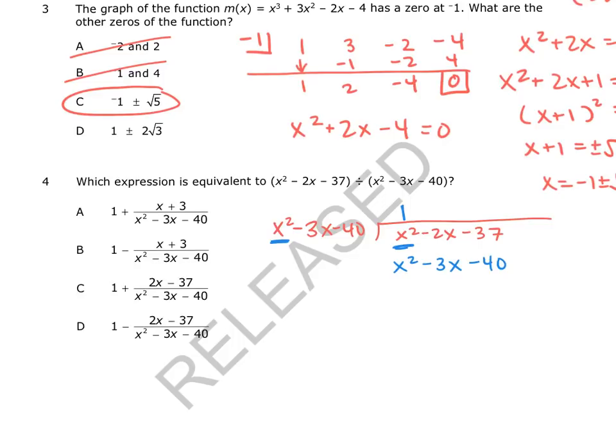But remember, I have to subtract that. So I'm subtracting that, which really means I'm adding a negative of everything. So that would be plus, negative, plus, plus. When I combine these, these cancel. Negative 2x plus 3x is x. Negative 37 plus 40 is plus 3. So this would be my remainder. So we can see we've got 1 with a remainder of x plus 3. So that would be this one.